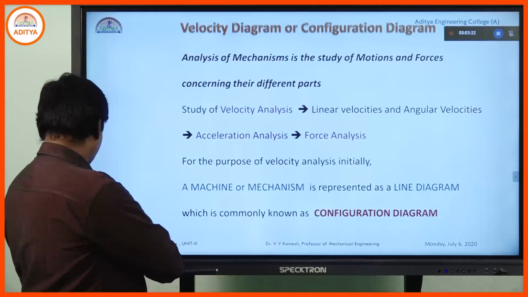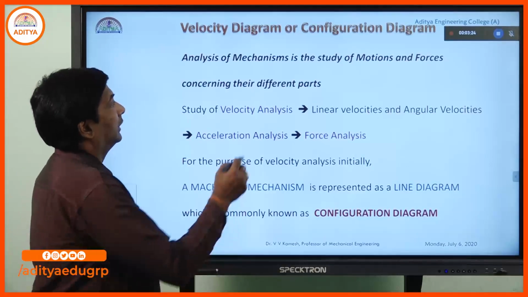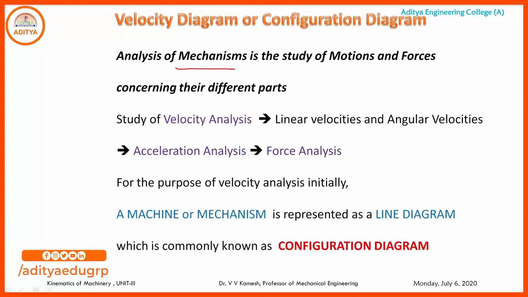Earlier we learned something about the mechanism. Here the mechanism means it is the composition of links and joints in a defined manner. For these links, how it will behave, how it will generate some force, how much force a link can withstand, these are all the fundamental things in the design process. To get that component, the first thing we need to do is the study of motions, after that forces.